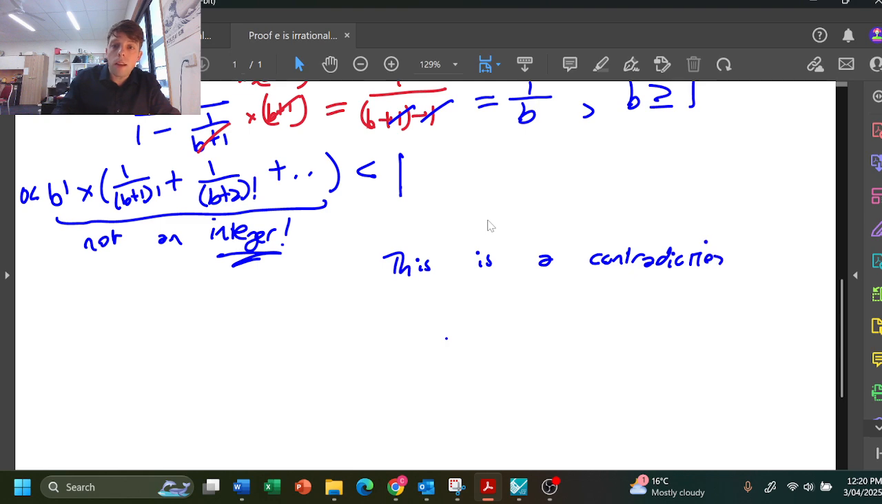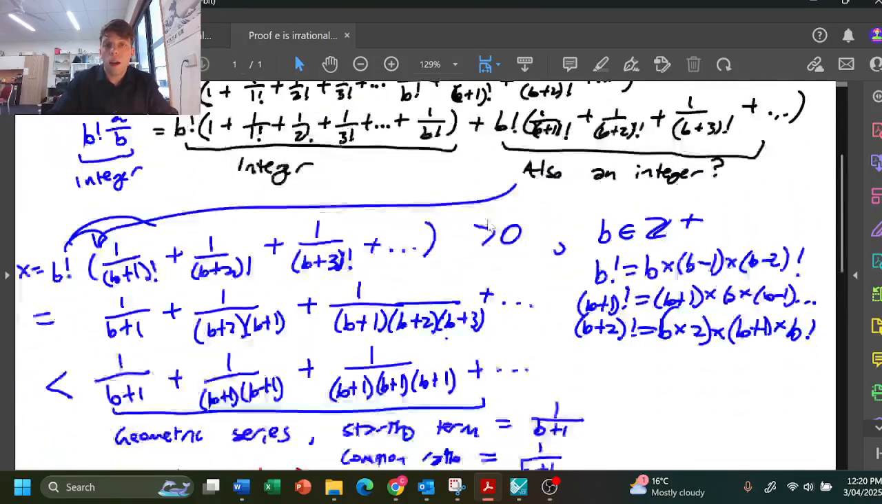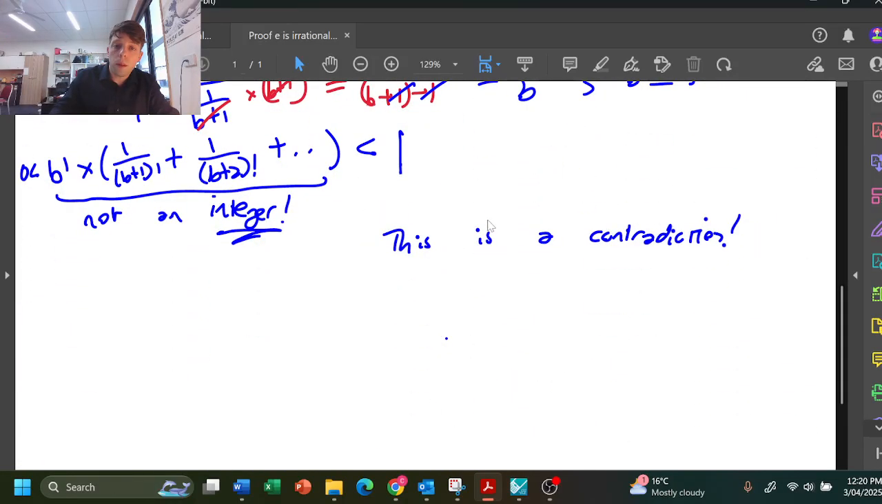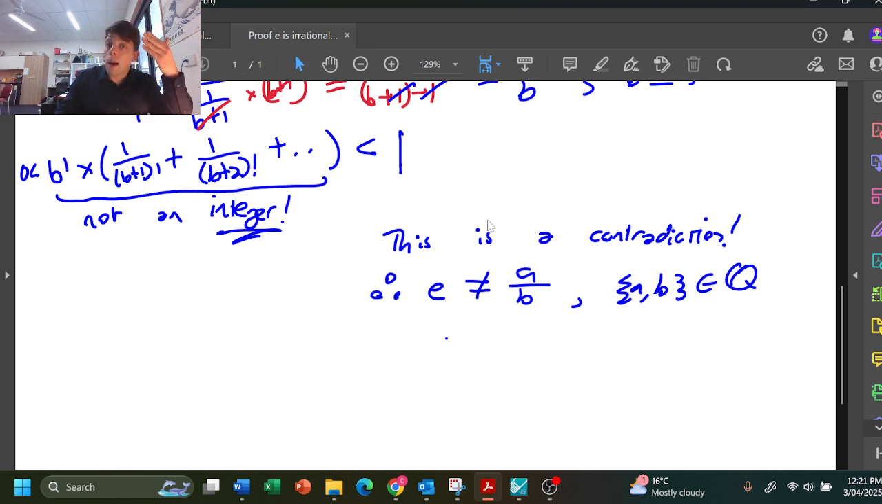And what that tells us is if we start with the assumption that e is rational, then we encounter a problem. So therefore that tells us that e cannot be written as a over b, where a and b are integers. This is impossible. e cannot be written as an integer divided by an integer. So therefore, by definition, e is not a rational number, which is to say it is an irrational number.